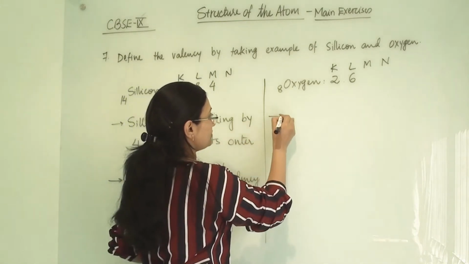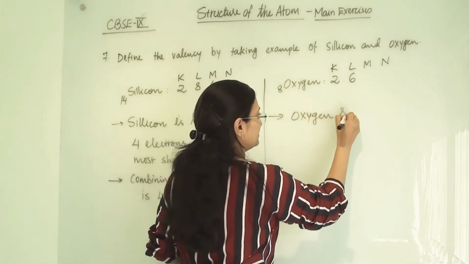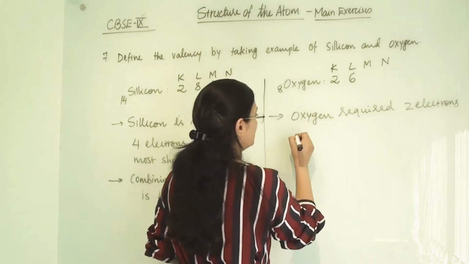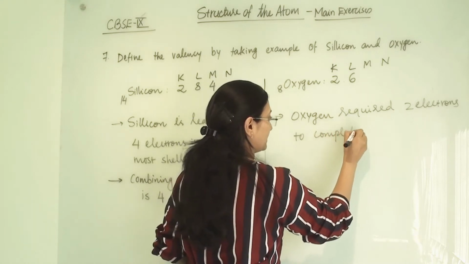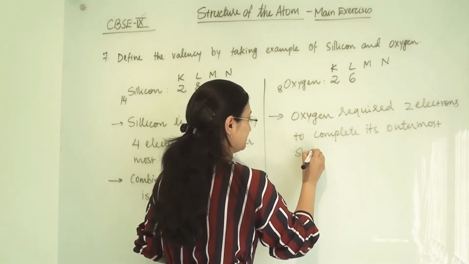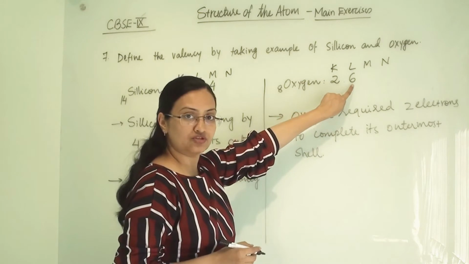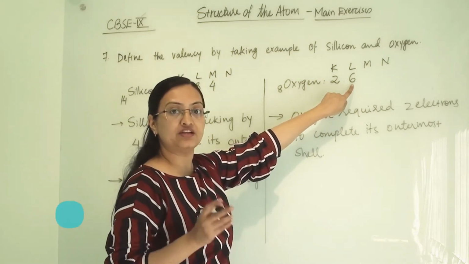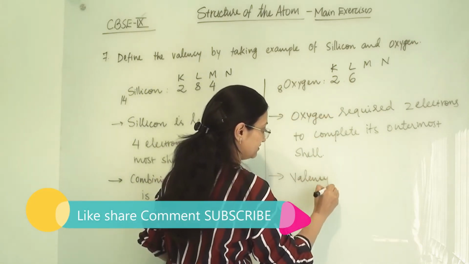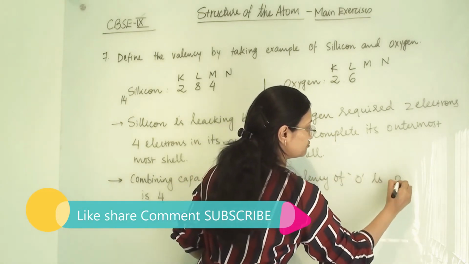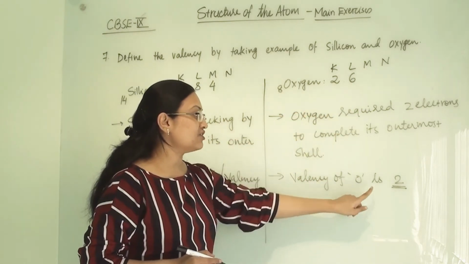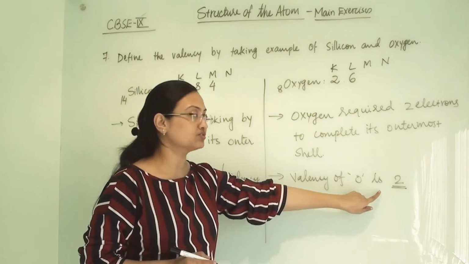Now here oxygen requires 2 electrons to complete its outermost shell. Because once we add 2 electrons here, the L shell will be completely filled with 8 electrons. So the valency of oxygen is 2. Why? Because it is lacking 2 electrons. So that's why the valency or the combining capacity of oxygen is 2 here.